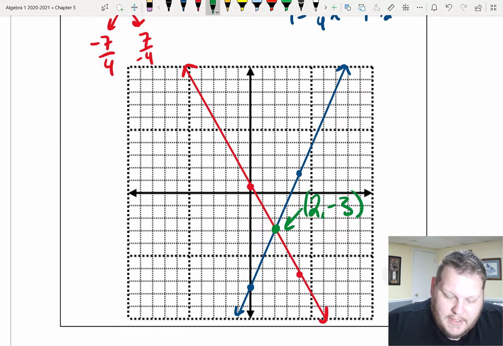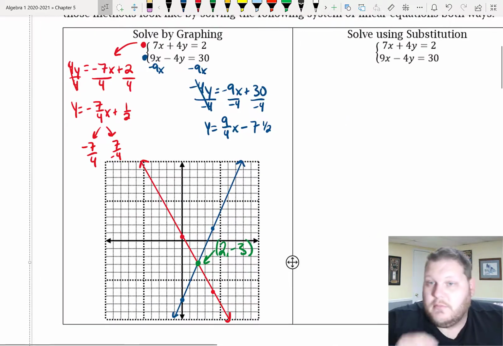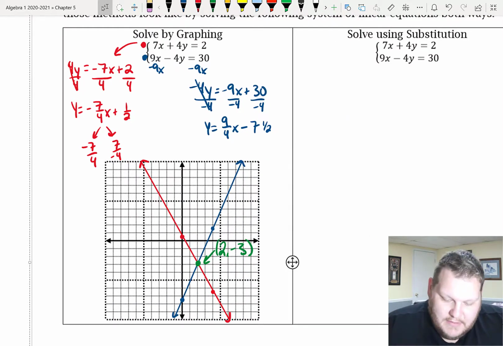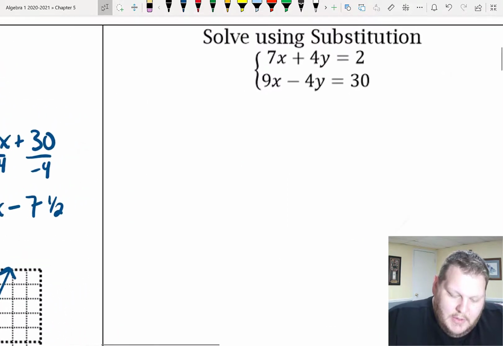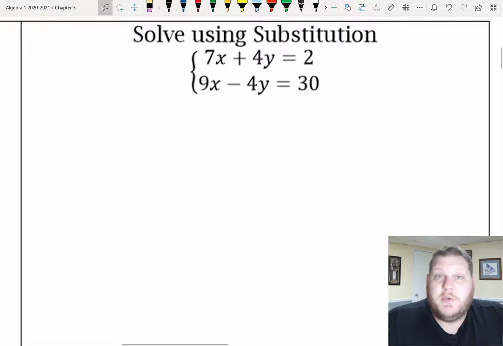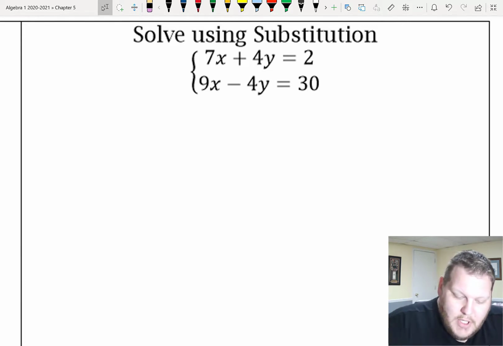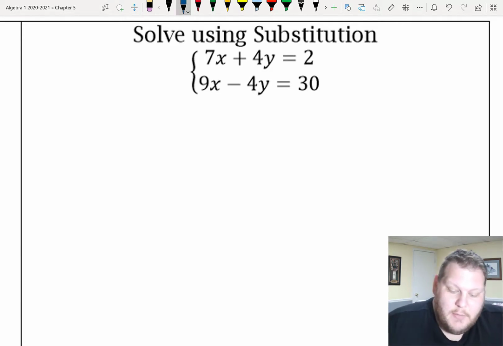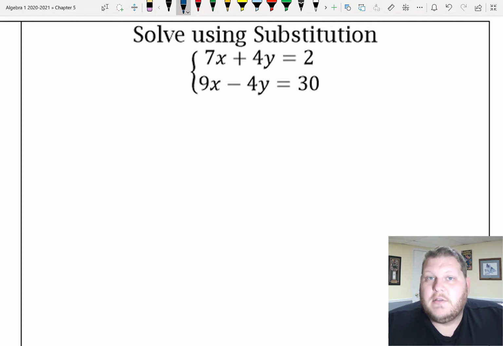I'm going to go ahead and now do that using substitution. Same problem, just a slightly different setup here. So now, same equation, but I'm going to do this using solve by substitution, which is what we did yesterday and on Wednesday. So for this one, I have to start by getting either my x or y by itself in one of my 2 equations.